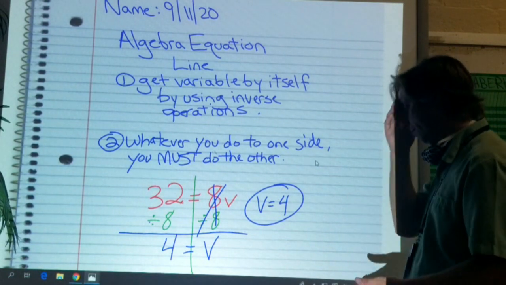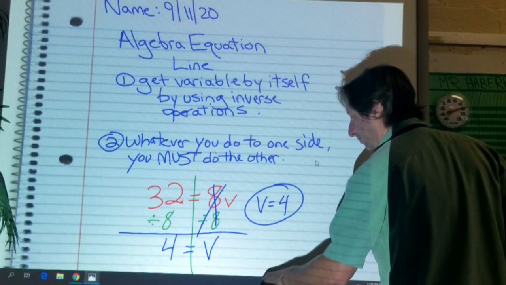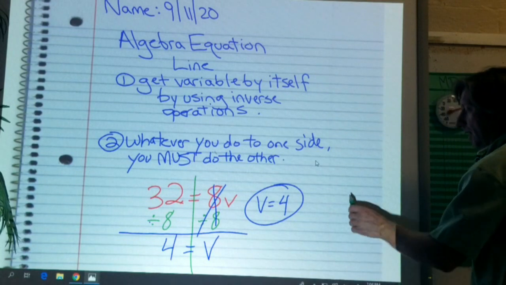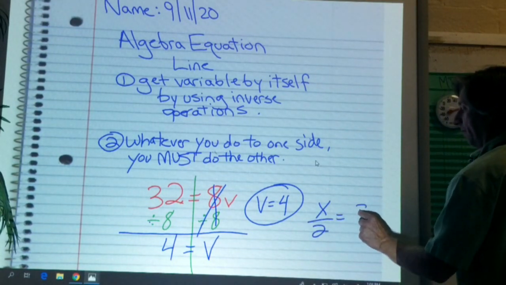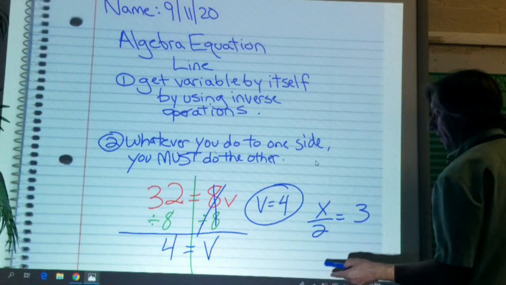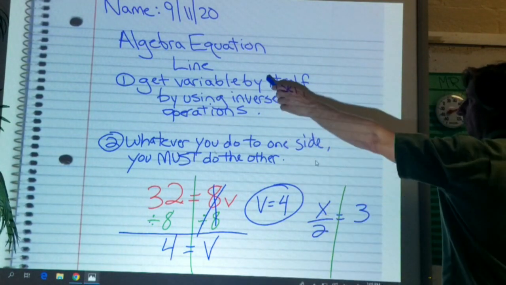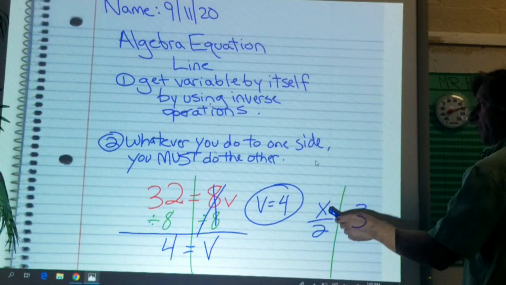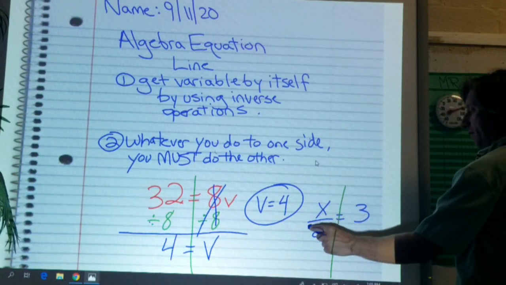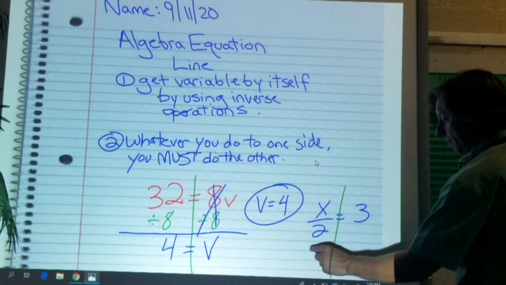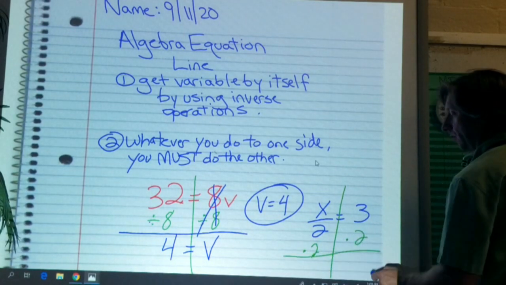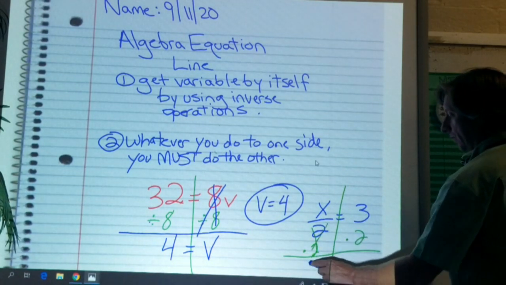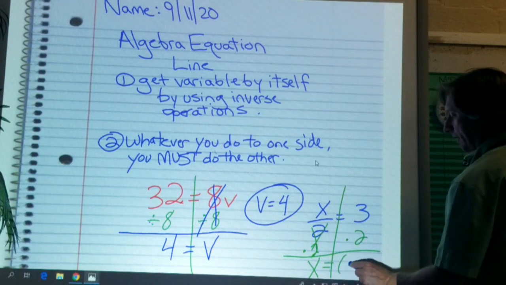All right? Let's look at one more in case we forgot how to do division ones. We'll say x divided by 2 equals 3. Line. Get variable by itself by using inverse operations. X divided by 2, the opposite, times 2. 2's cancel out, and I get x equals 6.